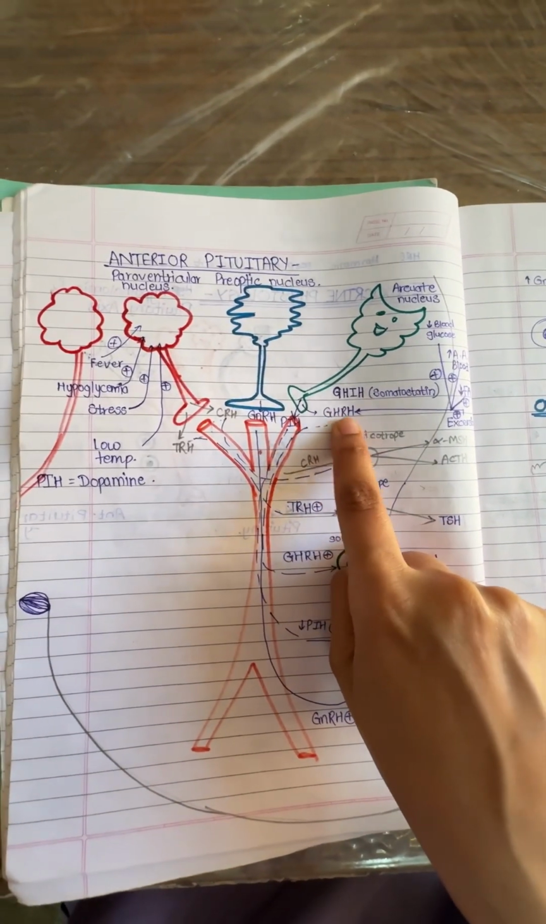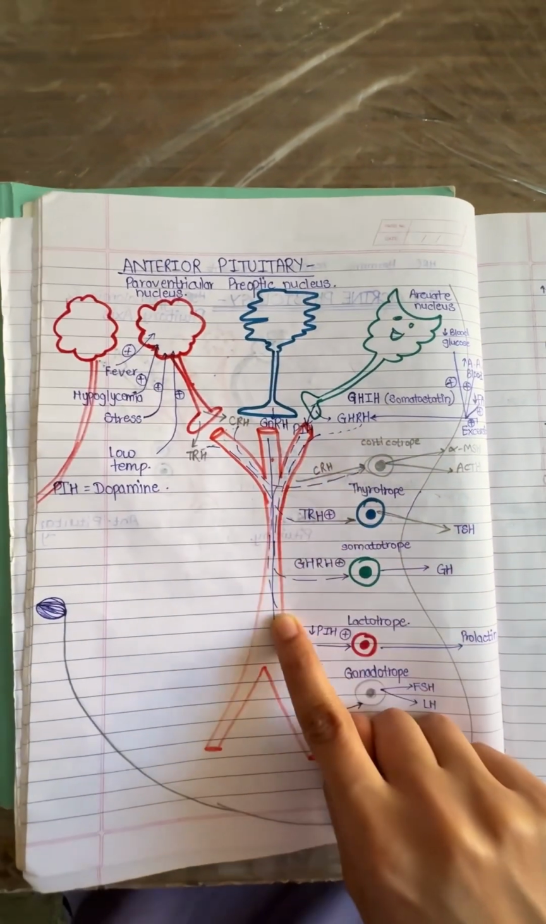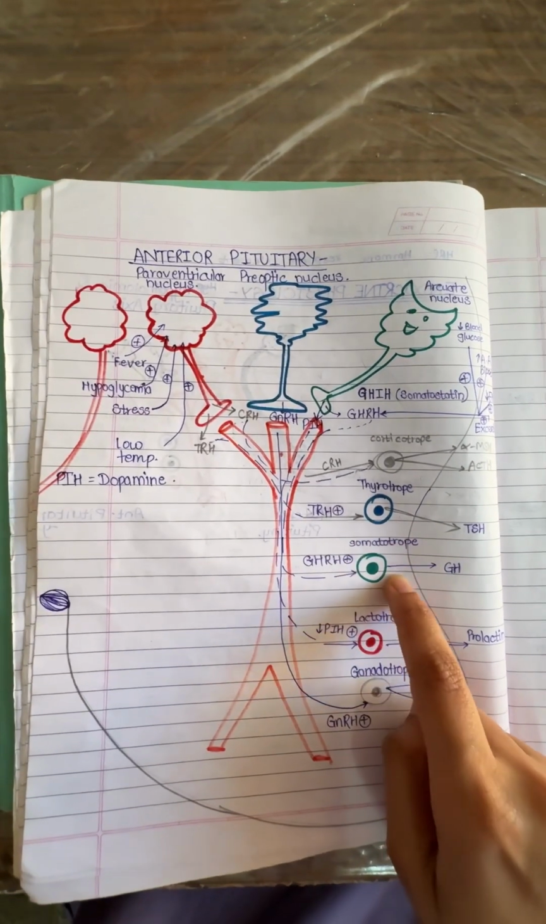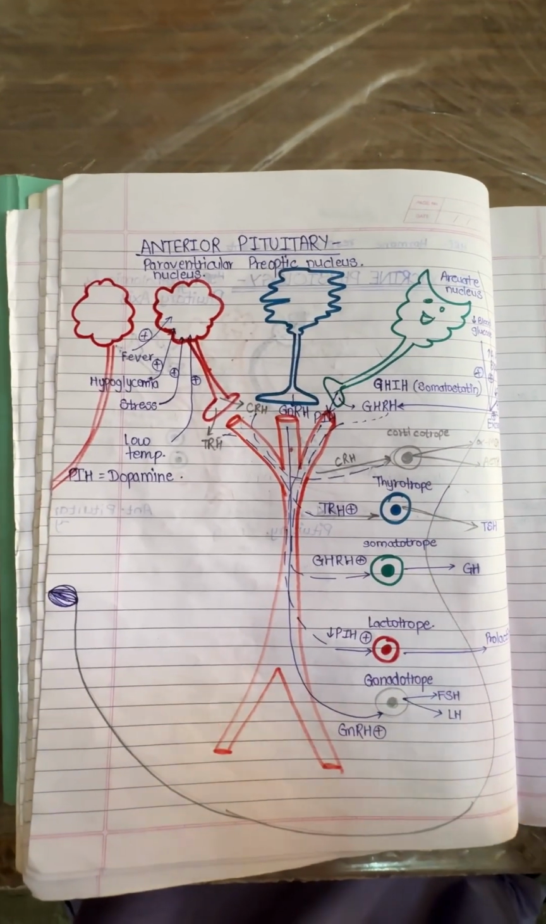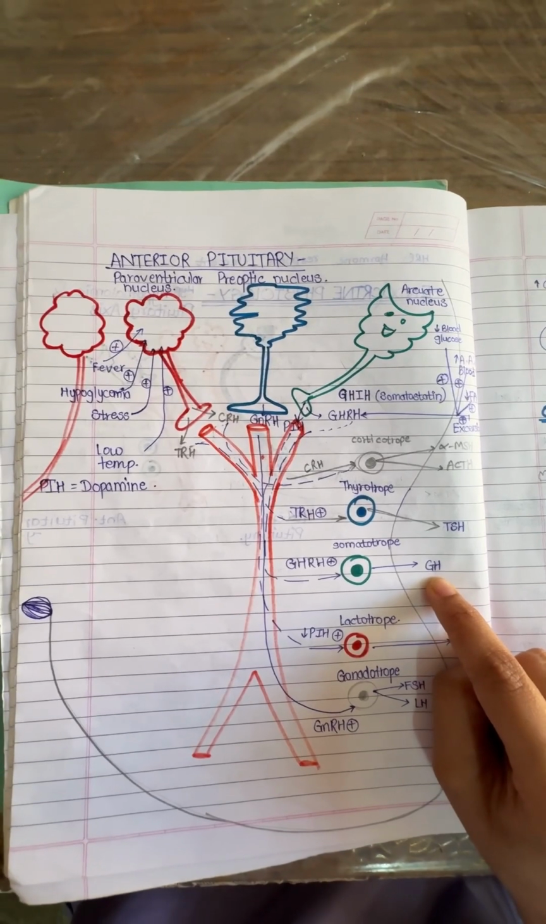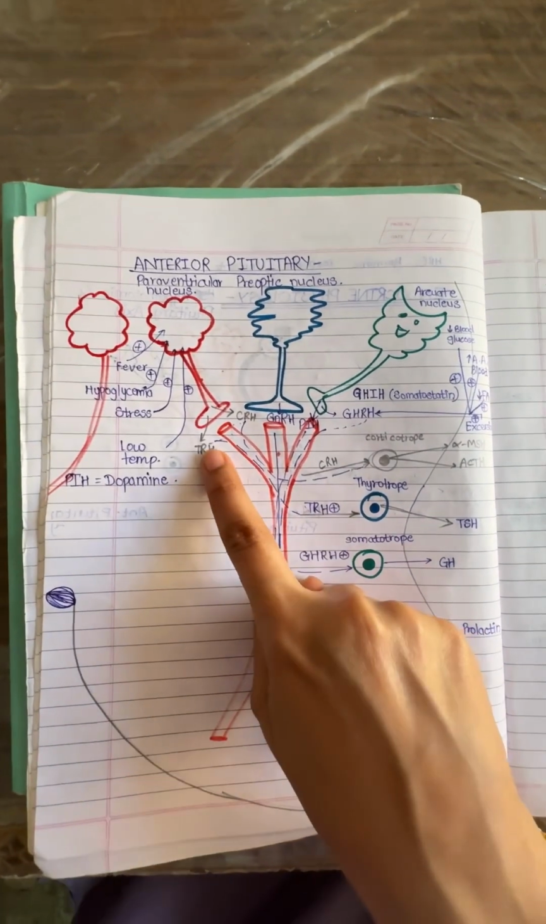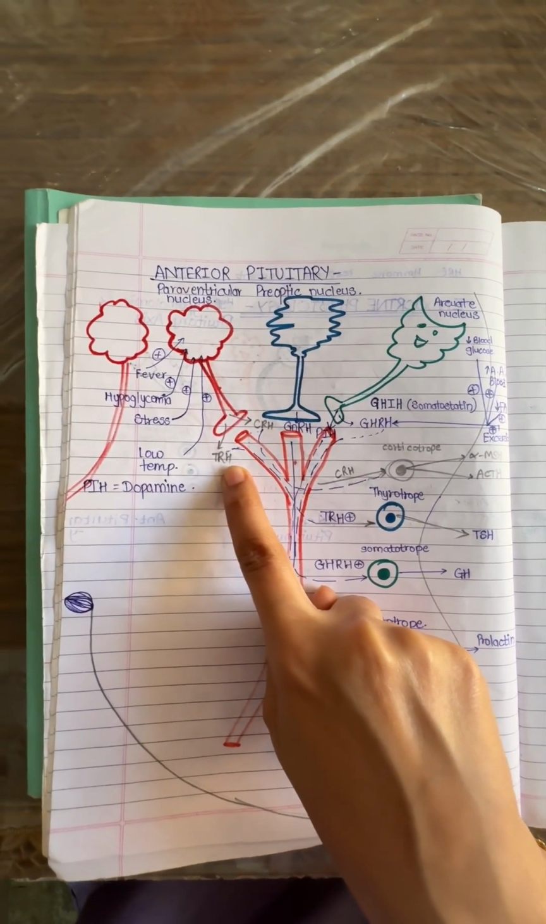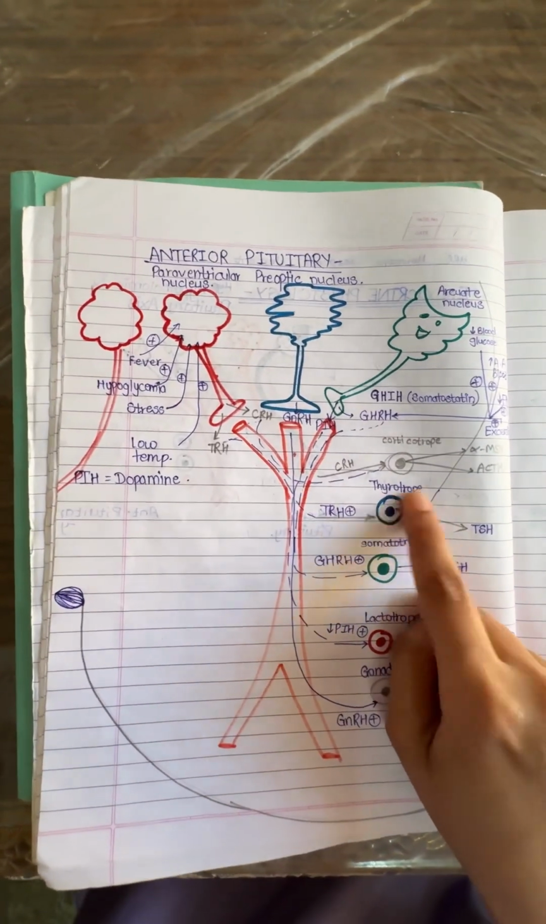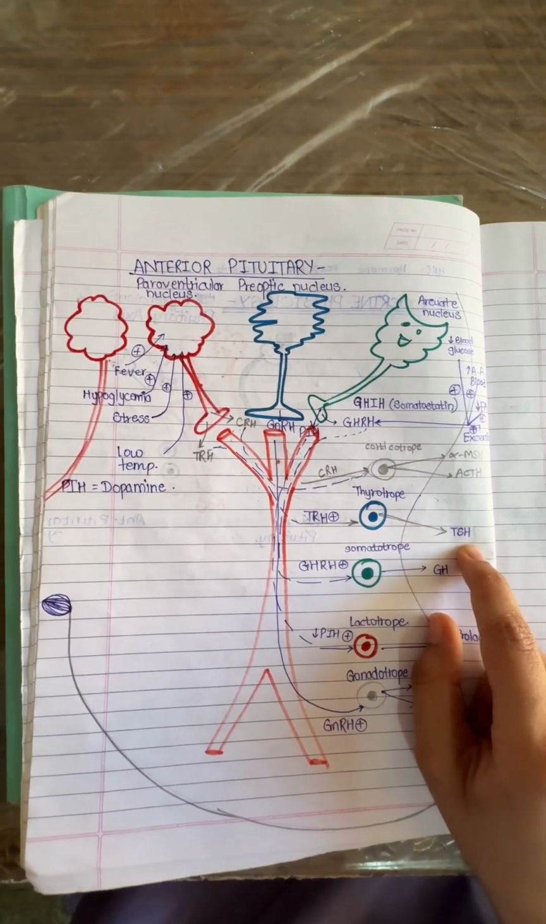On the other hand, when growth hormone releasing hormone is released, it interacts with the somatotrope cell and causes growth hormone to be released. Then you have the thyroid releasing hormone, which interacts with the thyrotrope and causes thyroid stimulating hormone to be released.